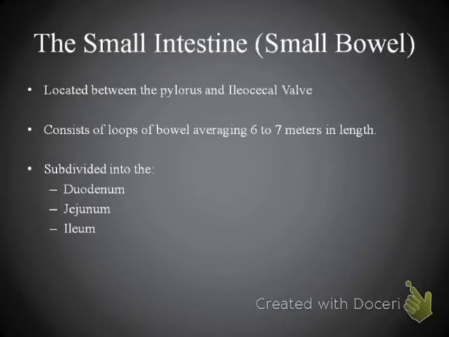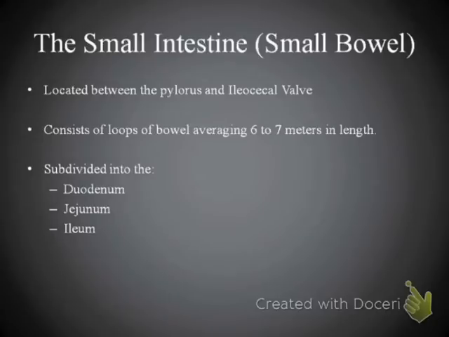So this brings us to the small intestines, where we will see more connection and how this actually correlates with the pancreas. So the small intestine, or the small bowel, as sometimes you'll hear these used interchangeably, is located between the pylorus and the ileocecal valve. So the pyloric antrum and the ileocecal valve is all small bowel or small intestine. And it consists of loops of bowel averaging 6 to 7 meters in length.